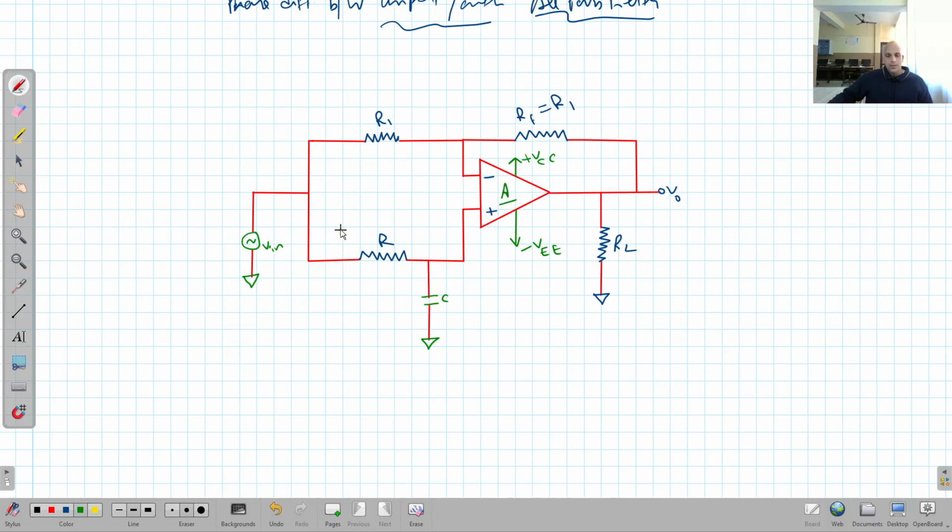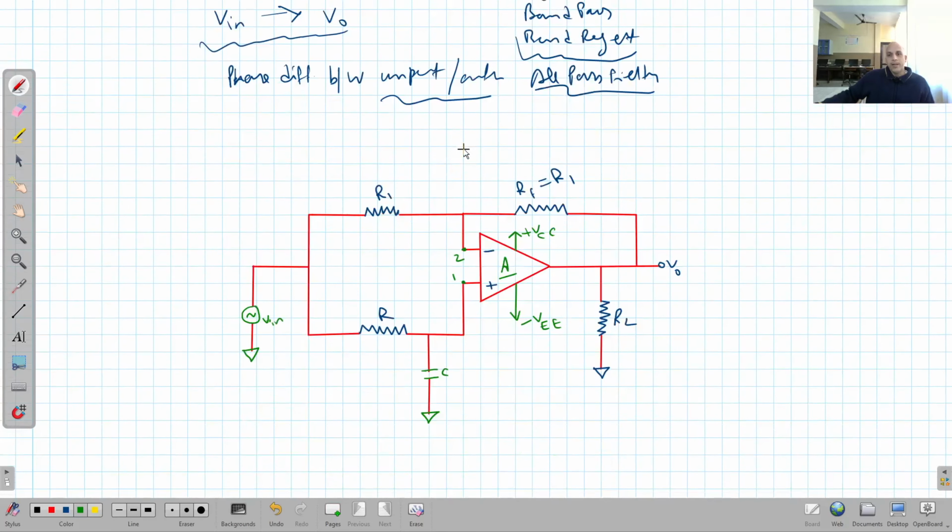Now you can see this circuit. This circuit has two sections. This is the first node, node 1. This is the second node, node 2. This is the feedback path. Now you can see this is the circuit diagram for an all pass filter.